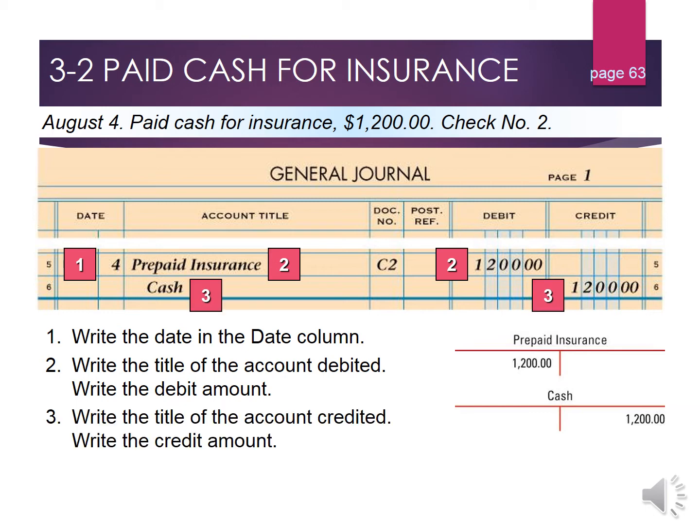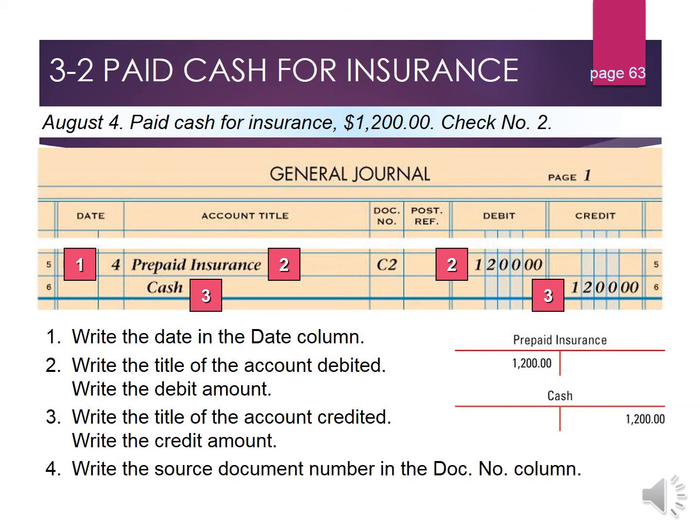Then we will record our credit. We will indent cash about 5 spaces. And then we will go to the credit column and record $1,200. The last step is to record our objective evidence, which will be capital C2 for check number 2.